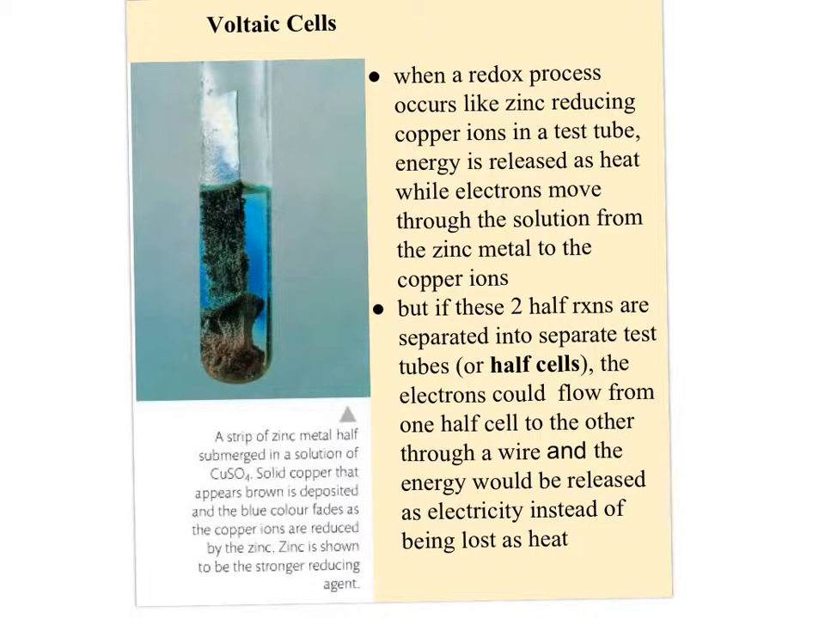So when a process like this happens, electrons move through the solution from the zinc metal to the copper ions. And we've been looking at a lot of these redox equations and balancing them, talking about the two half reactions. But we could actually separate these two half reactions. We could put the zinc in one test tube, we could put the copper sulfate in another test tube, and then connect these two half cells with a wire, and the electrons would actually flow from the zinc over to the copper sulfate. And now instead of heat being generated, because this is a spontaneous exothermic reaction, instead of heat being the energy given off, it would be electricity, because electricity is just the movement of electrons.